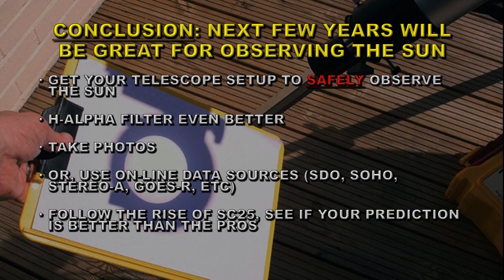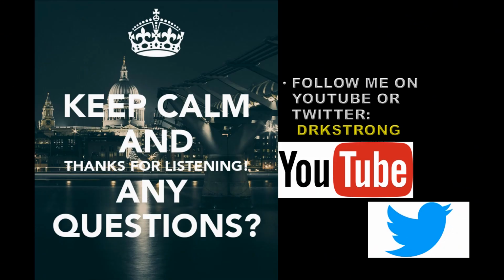Then you can follow the rise of solar cycle 25 and see if your prediction is better than that of the pros. And if you follow the instructions that I've given today, it probably will be. If you want to follow what's going on the sun, you can follow me on both YouTube and Twitter under the name DrKStrong. As far as grand solar minima are concerned, you can keep calm and carry on because it's not going to happen.